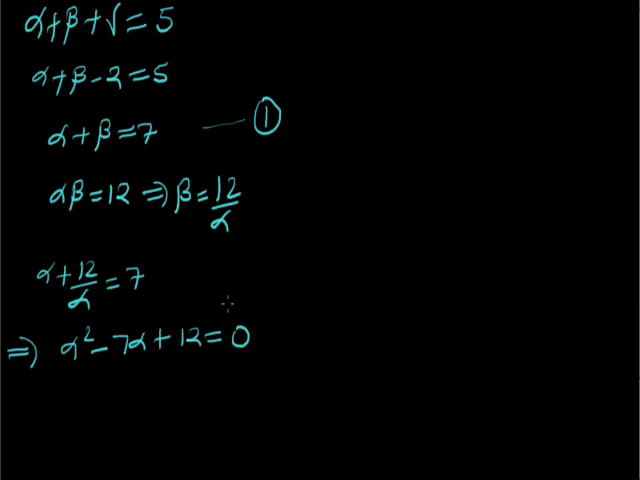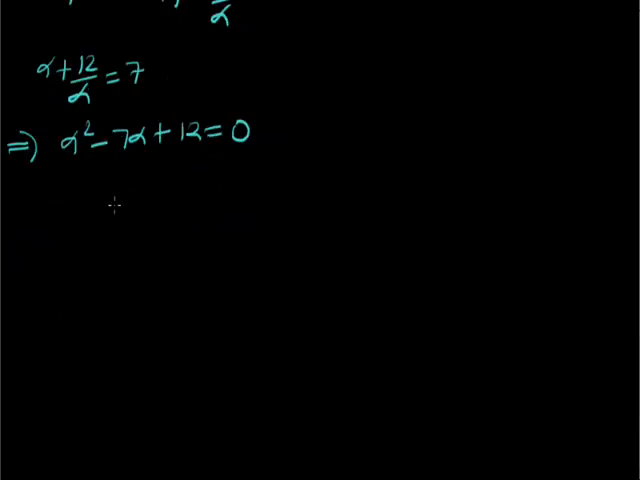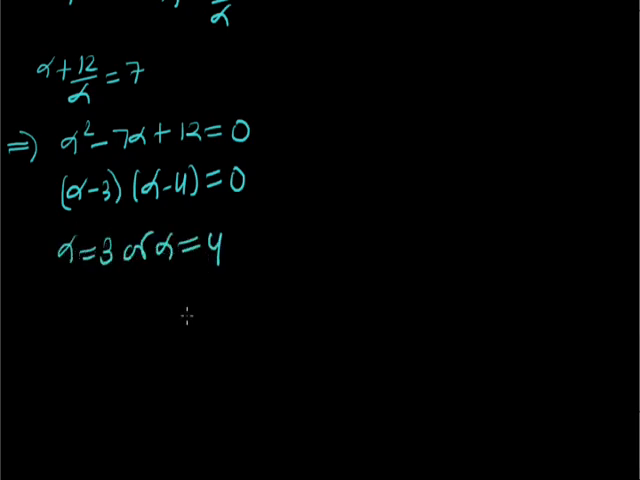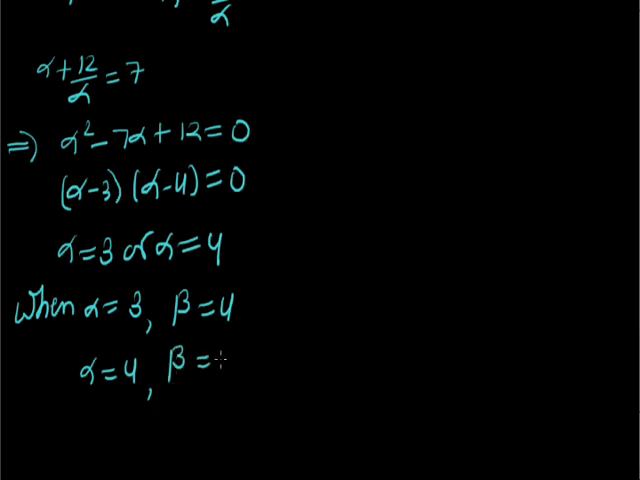Now we can factorize this quadratic equation by using middle term splitting. The factors of this equation are 3 and 4, so it can be written as alpha minus 3 into alpha minus 4 equals 0. This means the value of alpha can be equal to 3 or 4. Now we take the two cases. When the value of alpha is 3, the value of beta comes out to be 4. When the value of alpha is 4, the value of beta comes out to be 3.